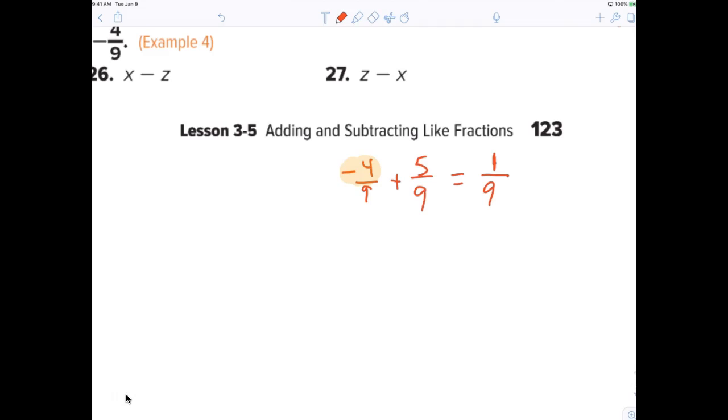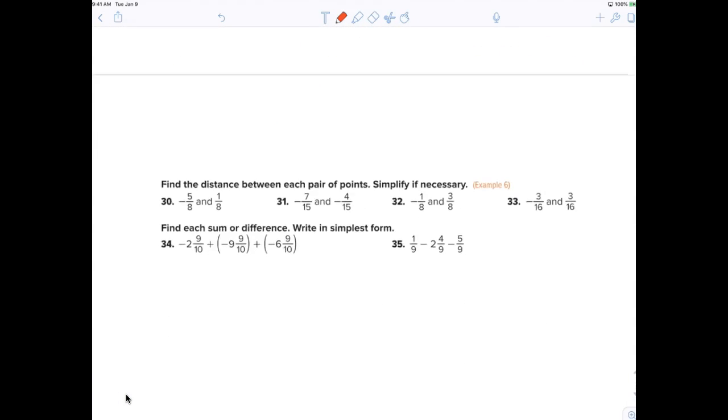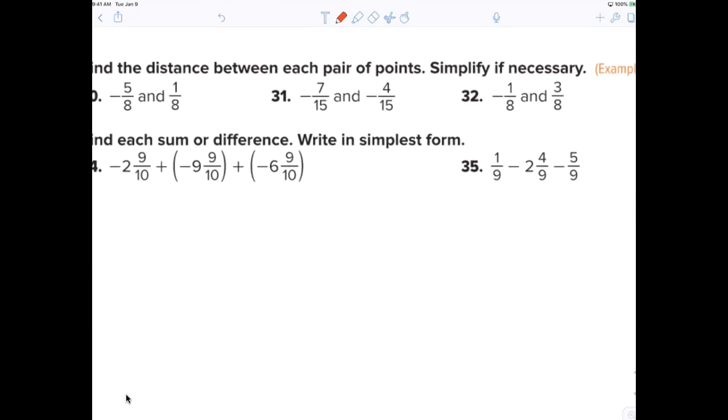All right, Ava, you're on 31. Okay, so you have a thinking question. So here we go. All right, think about this. I'm at negative 7 over 15, and I'm walking to negative 4 over 15. How far did I walk?